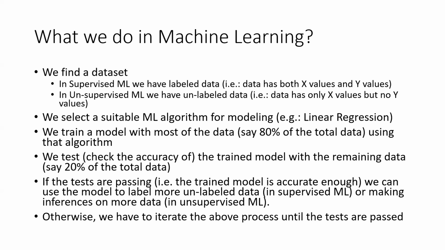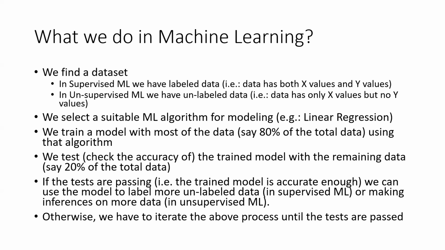There are two main types of machine learning models. One is known as supervised machine learning, and the other is known as unsupervised machine learning. We will talk about the difference later. If it is a supervised machine learning problem, this is what we do.